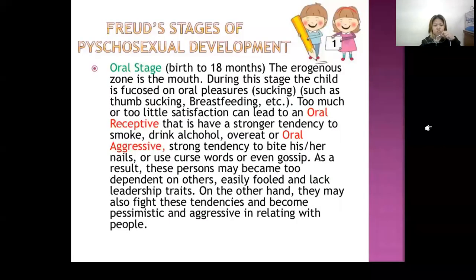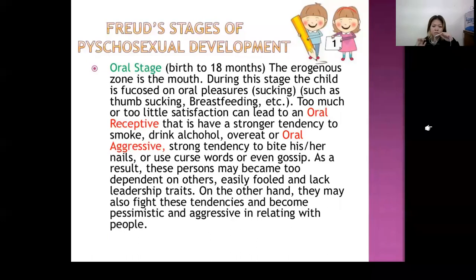So oral stage, the erogenous zone is the mouth. So during this stage, the child is focused on oral pleasures such as sucking, thumb sucking, or breastfeeding. Kasi nga ang erogenous zone or yung kung saan yung pleasure area natin is yung mouth. So yun, okay? Meaning, too much or too little satisfaction can lead to, dalawa lang yan, oral receptive or oral aggressive. Oral receptive is kapag kulang yung pleasure natin, yung pag-satisfy ng desire orally.